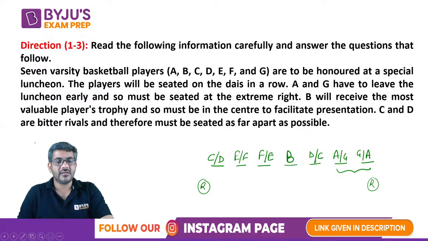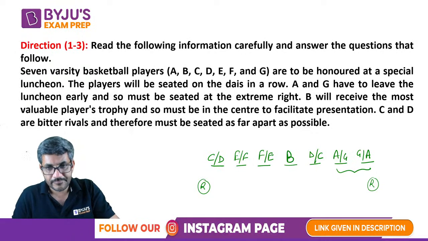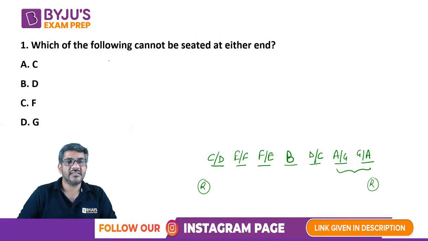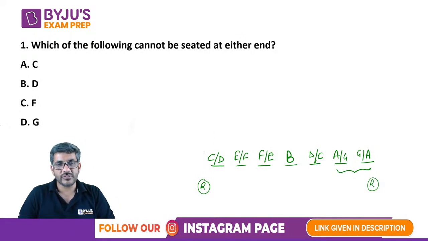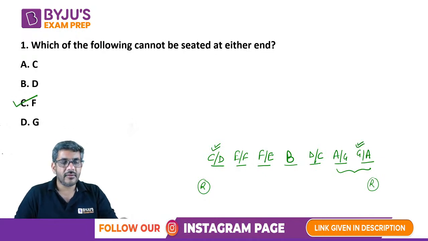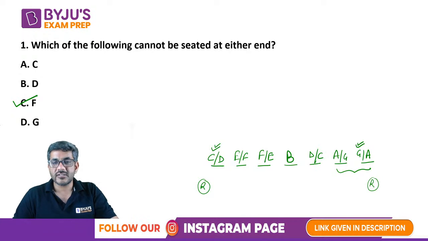So let's have a look at all the questions now one by one. Okay, first question is, which of the following cannot be seated at either end? Who cannot be at the end? Can I say either C or D would be at the end or A and G would be at the end? F can never be at the end. So therefore the answer for this first question is equal to C.